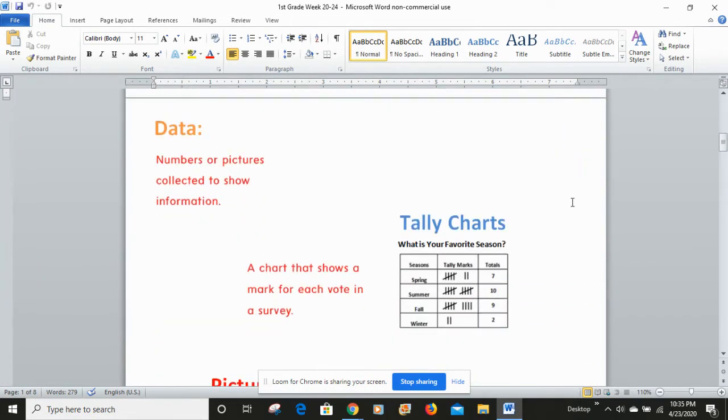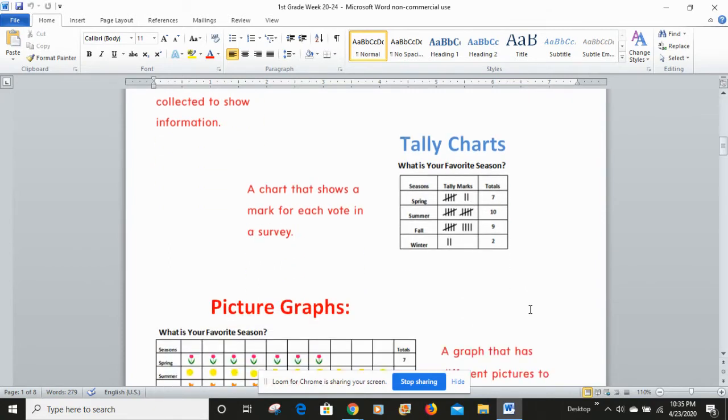The other thing then is a tally chart. You can see the tally chart here, a chart that shows a mark for each vote in a survey. A survey is just asking people questions. If you remember back, we talked about what is your favorite season. Every vote gets a tally mark, and then we count up all the votes or tally marks at the end, and that gives us our total.